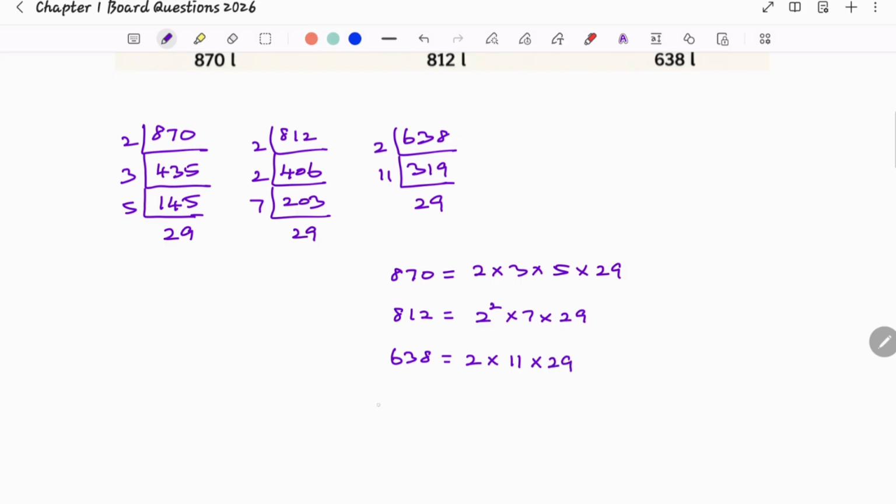Now find the HCF of these 3 numbers. To find the HCF, write the common factors with the smallest powers. So common factors are: 2 is a common factor. Yes. 29 is a common factor. So the smallest power of these 2 numbers is only 1. So 2 into 29. So HCF answer is 58.